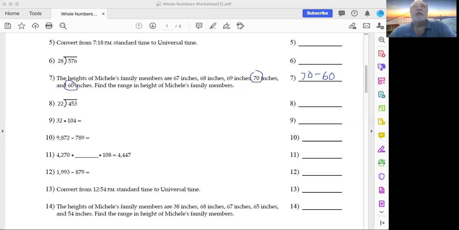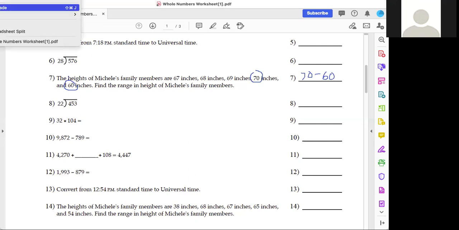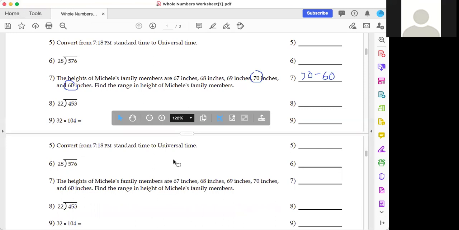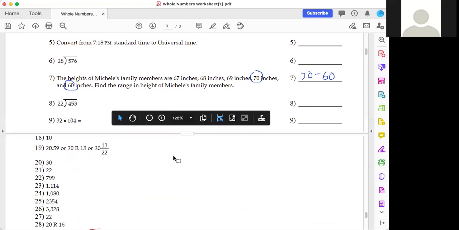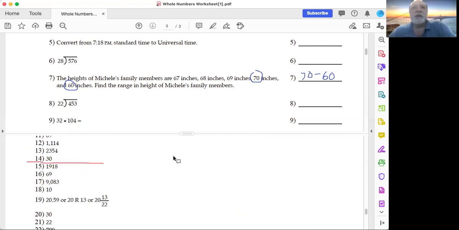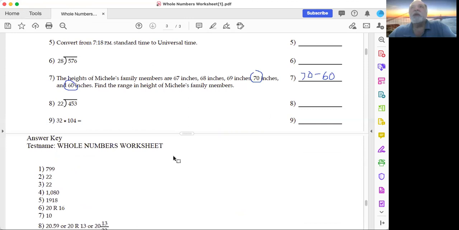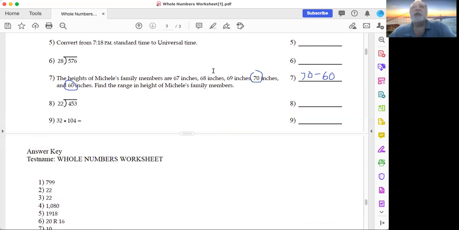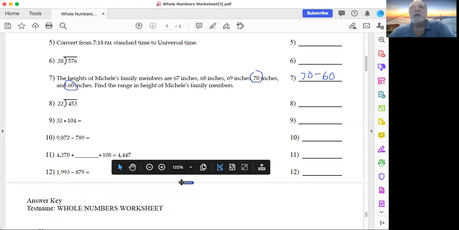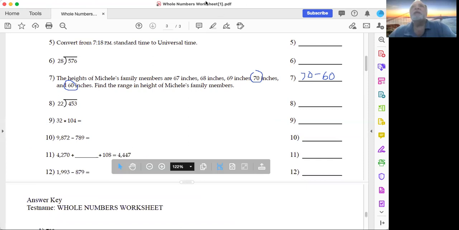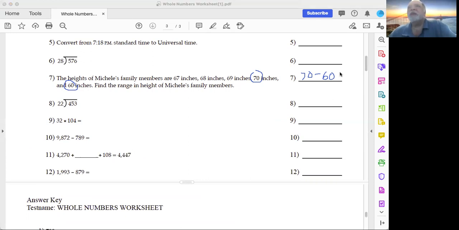I just want to check something real quick. Let's do window. And let's do this one. Split. Spreadsheet's back. Do how they do range. Okay, so from 70 to 60, all right, that range is 10 inches. Okay. So 70 minus 60 is equal to 10. Okay.